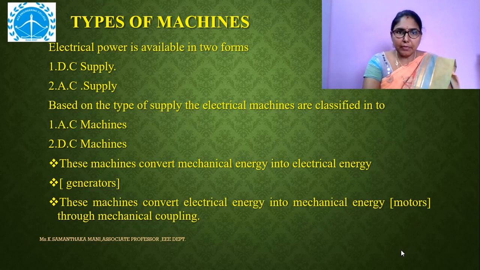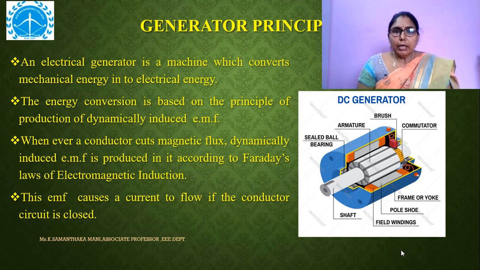First, we have learned the difference between types of machines like AC machine or DC machine, and it basically comes from the type of supply used. Today I would like to explain the principle of a generator. First we'll see in detail the single loop generator, and then we'll go to the practical generator principle.